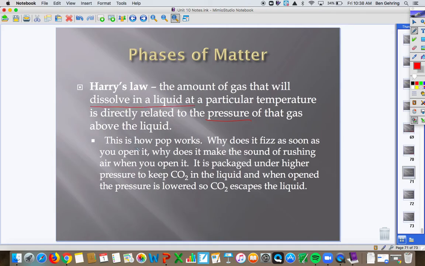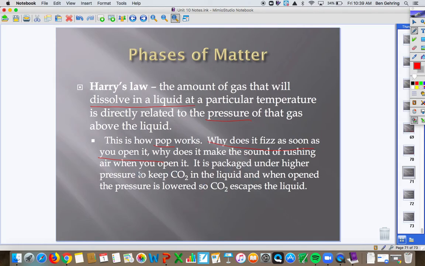And this is how pop works. When you buy pop, it has carbon dioxide dissolved in it. If it's cold pop, it has more CO2 dissolved in it. If it's warmer, it has less. But the question is, why does it fizz as soon as you open it? Why does it make the sound of rushing air when you open it? Well, inside that can is very high pressure.